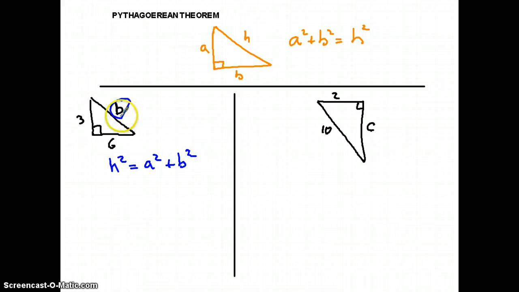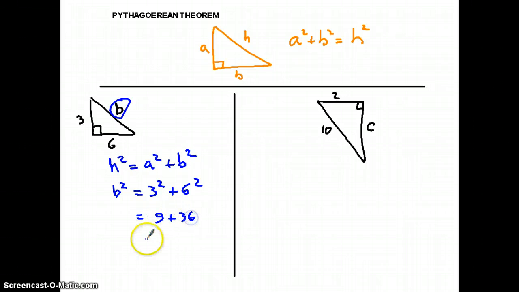Then we'll replace the numbers. Now b is here, so that's b squared is equal to 3 squared plus 6 squared. And then I realize that this is 9 plus 36, and that's also b squared, and therefore b is equal to the square root of 36 plus 9, which is 45. I will plug it in the calculator and get a final answer, but I don't have a calculator with me right now.